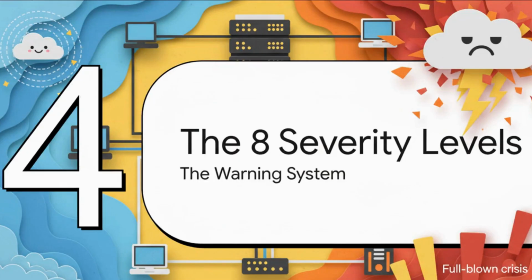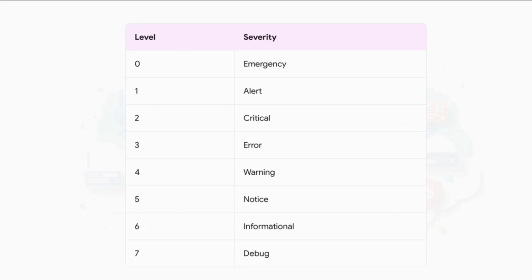All right, Section 4, the 8 severity levels. This is our warning system. Now, what's really interesting about this slide is, well, if everything is sending logs all the time, how do you know what's just a minor hiccup versus a full-blown crisis? Syslog methodically categorizes messages using a spectrum from 0 to 7. 0 is an emergency, 1 is an alert, 2 is critical, 3 is an error condition, 4 is a warning, 5 is a notice, which basically means it's normal but significant, 6 is just informational messages, and 7 is debug level.